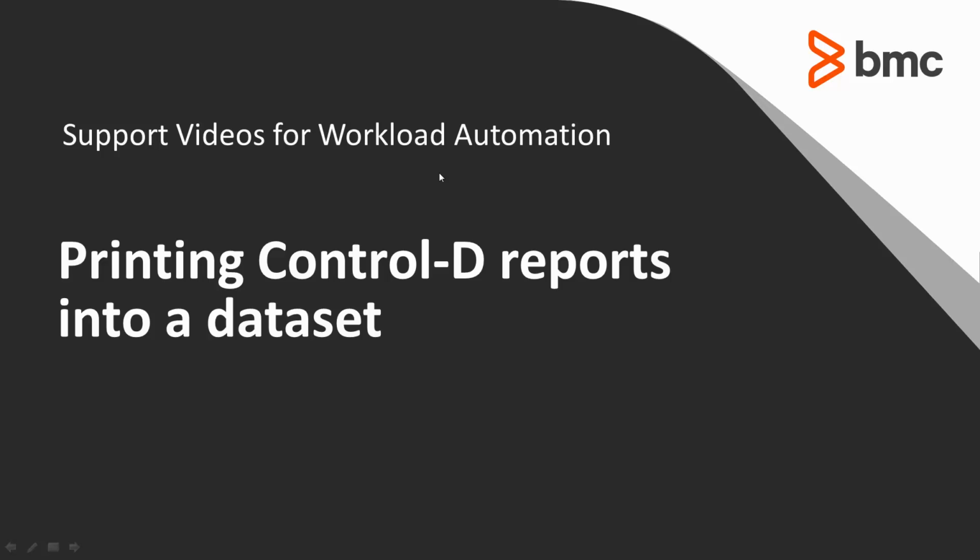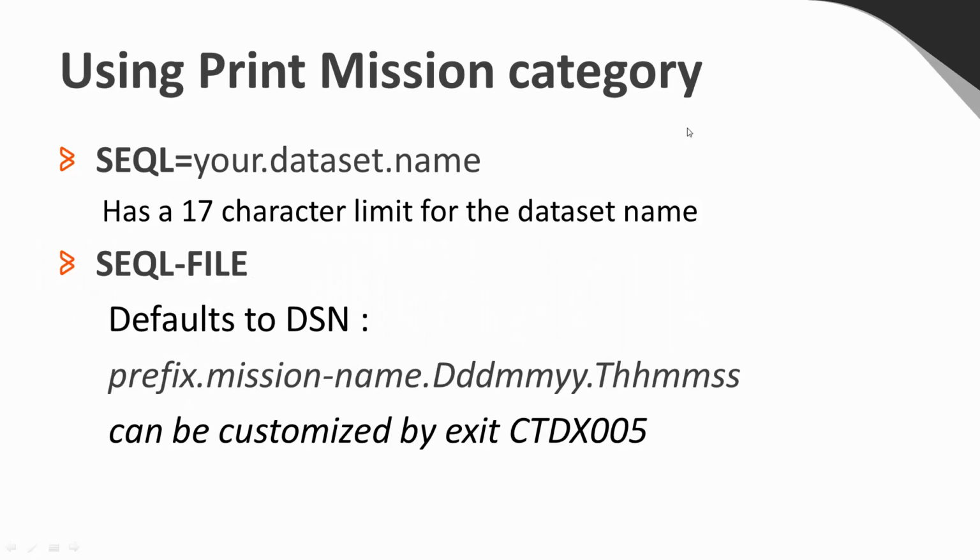In this video, we will be demonstrating how to print Control-D reports into a dataset. Printing Control-D reports into a dataset requires the use of two special print mission categories, SEQL= and SEQL-FILE. SEQL= has a 17 character limit for the dataset name, and SEQL-FILE defaults to the dataset name prefix.mission name.date.time. The dataset name can be customized by exit CTDX005.